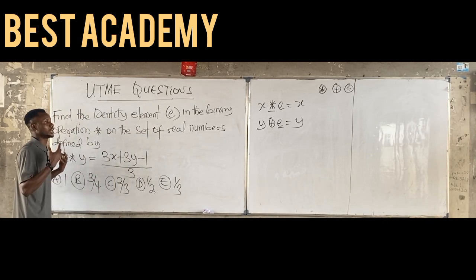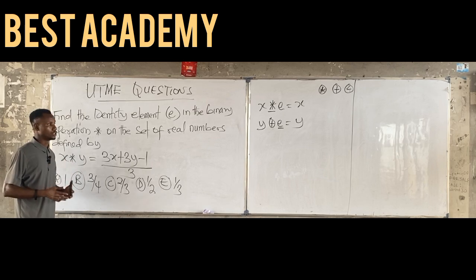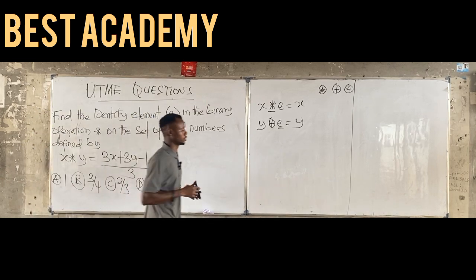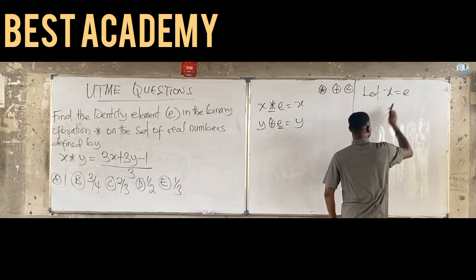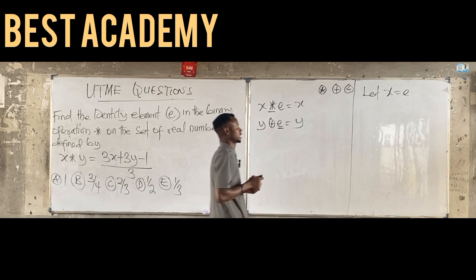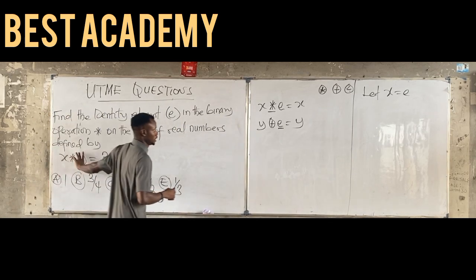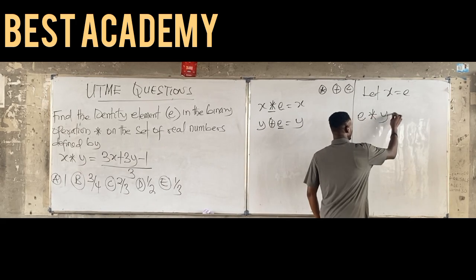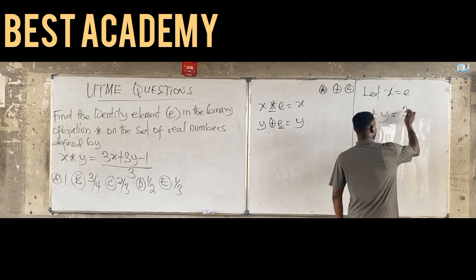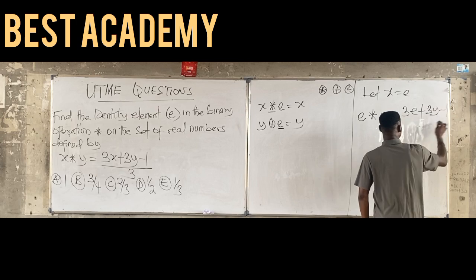So that means at this point here, we have to introduce the identity element. How do we do that? You can just use any letter here. You can say let X equal to E or let Y equal to E. So which of the letters do you want? X. Okay. You can just say let X equal to E. That means anywhere I see X, I'm going to introduce E. So this is going to be E asterisk Y is equal to 3E plus 3Y minus 1 over 3.